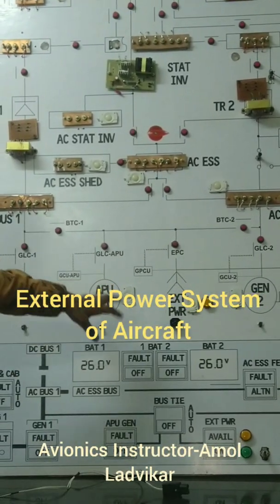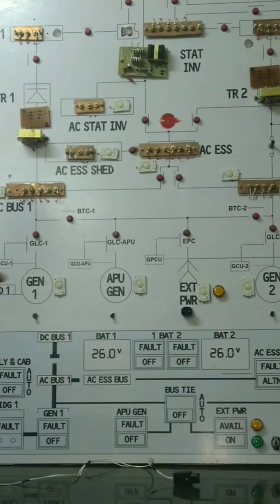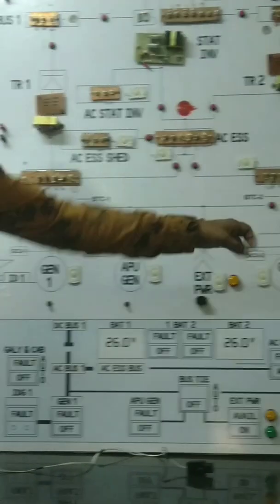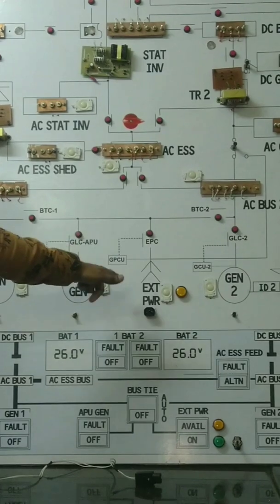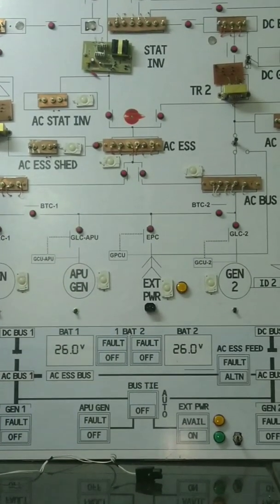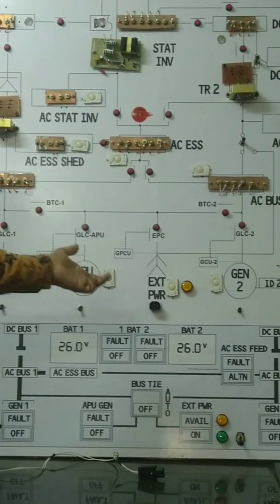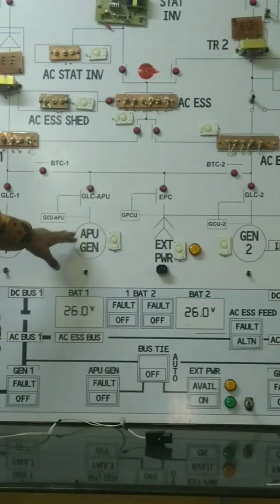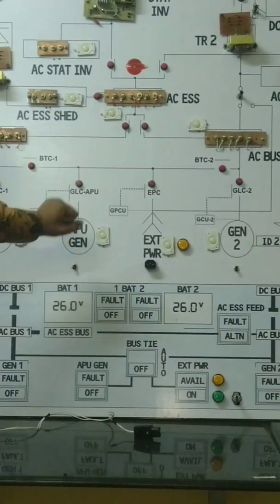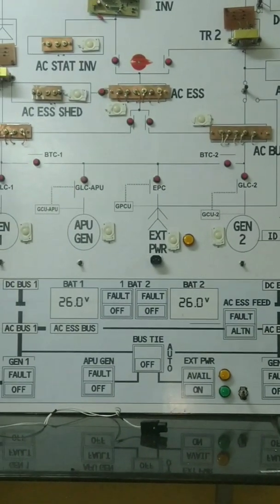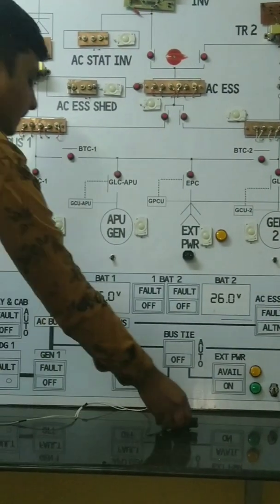Here we see the external power supply. Actually, the main priority is generator 1 and generator 2. If generator 1 and generator 2 have failed, then we use the external power supply if the aircraft is on the ground. Okay. If the aircraft is in flight mode and generator 1 and generator 2 are faulty, then the APU is used.